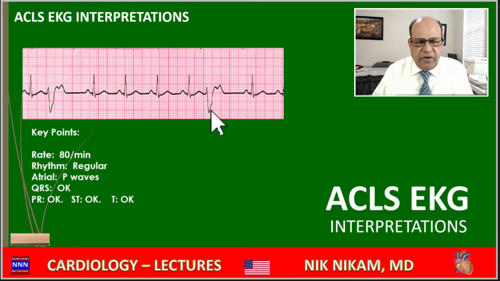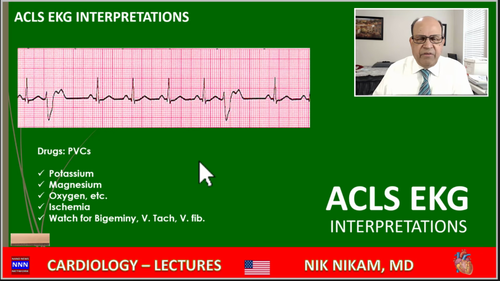When we see frequent premature ventricular beats, we need to be concerned about that because we need to look for any evidences of changes in serum potassium level, magnesium level, oxygen level, any evidence of myocardial ischemia, and we need to take care of those metabolic abnormalities. So these PVCs don't degenerate into runs of ventricular tachycardia.